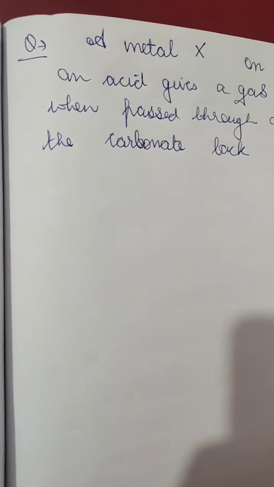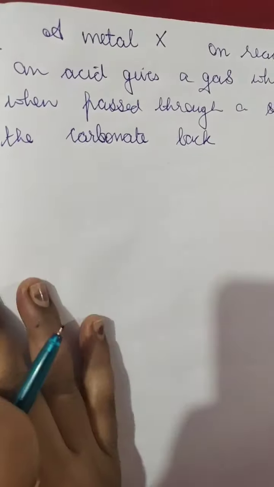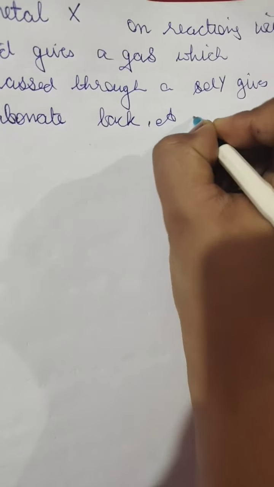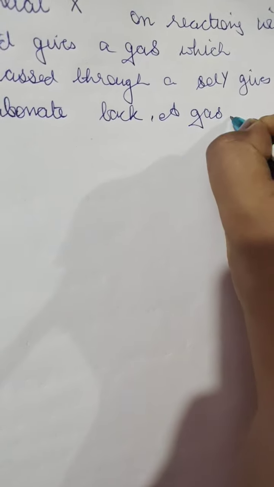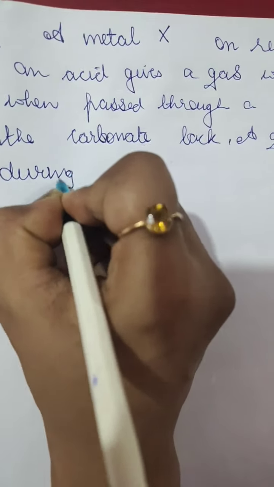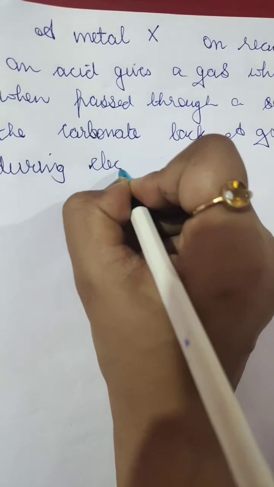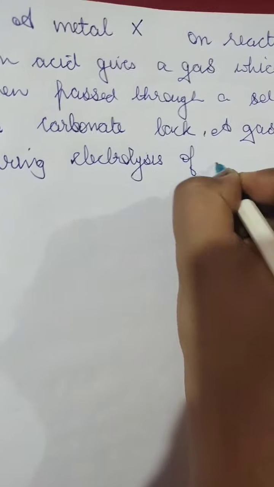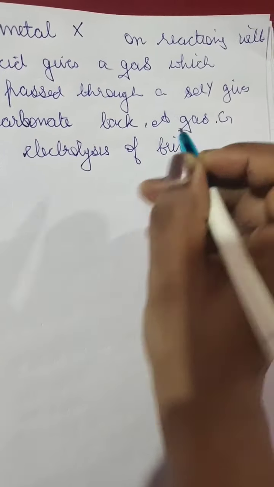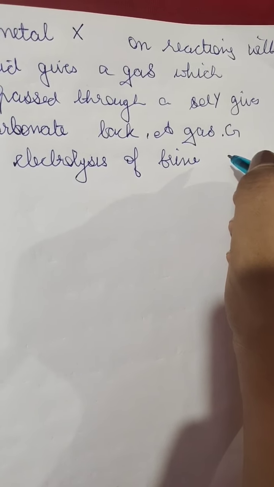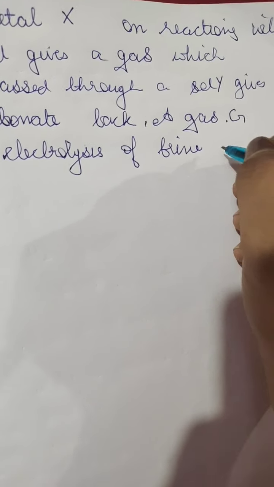So we'll go through that as well, and that will help in this question. So carbonate back, then a gas G during electrolysis of brine. What is brine? Brine is water in which salt is mixed in a very large quantity. We call it a brine solution.